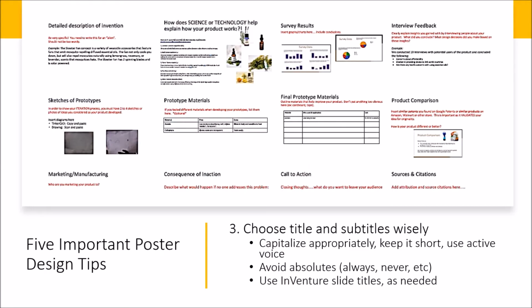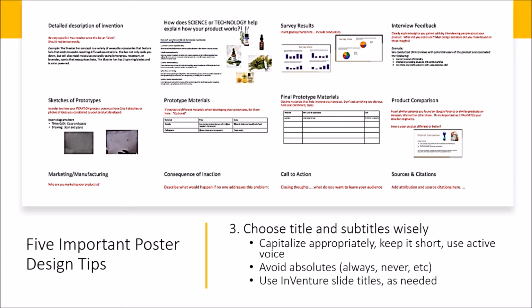The third tip is to choose your title and subtitles wisely. You'll want to capitalize appropriately, keep it short, and use active voice. An example of active voice is, "The sun melted the ice." Passive voice, which you want to avoid, would be, "The ice was melted by the sun." You'll also want to avoid absolutes like always and never.